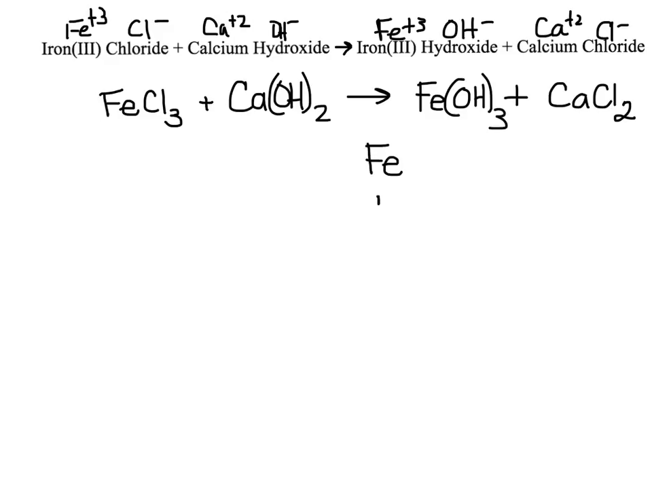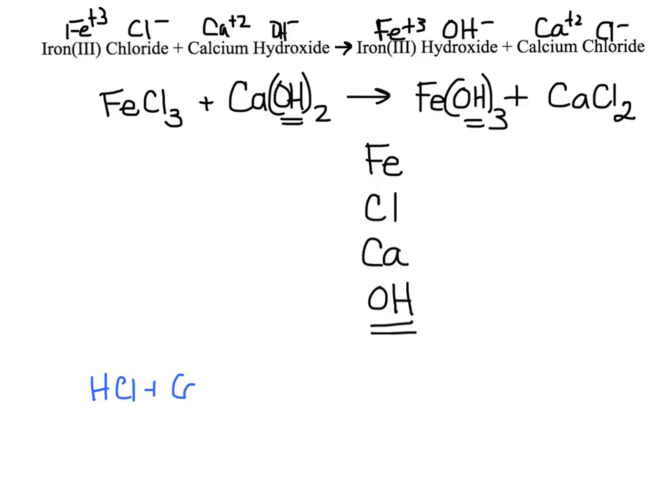So we have iron, chlorine, calcium, and hydroxide. Again, I'm going to leave this as hydroxide instead of breaking it up because it's hydroxide on both sides. But if by some chance a polyatomic breaks down, you're going to have to separate it. For example, if we add hydrochloric acid to calcium carbonate, we get calcium chloride plus water plus carbon dioxide.